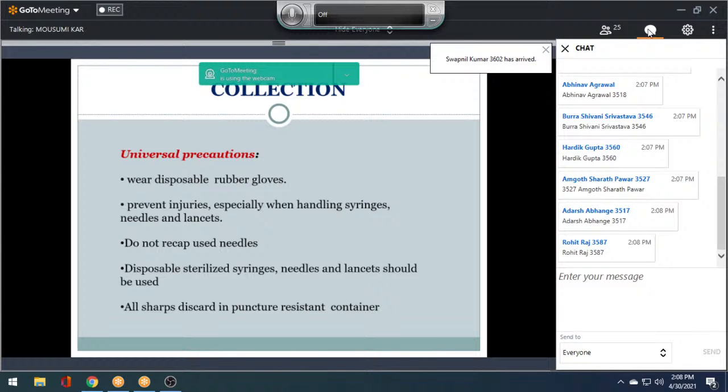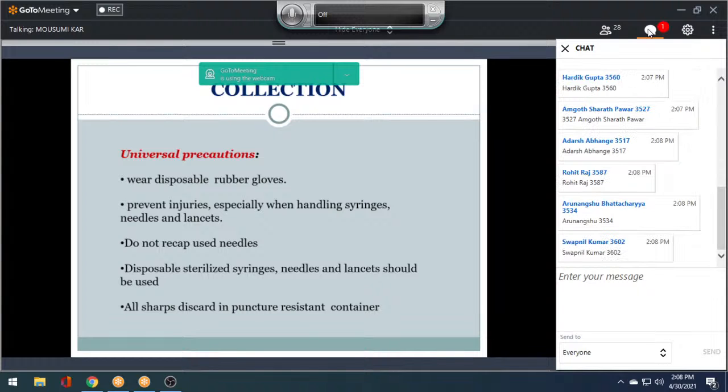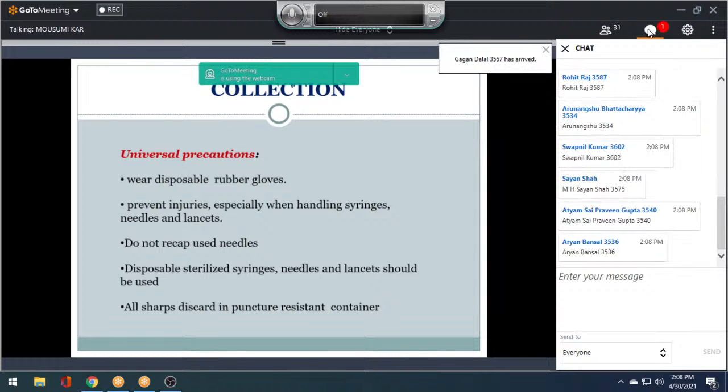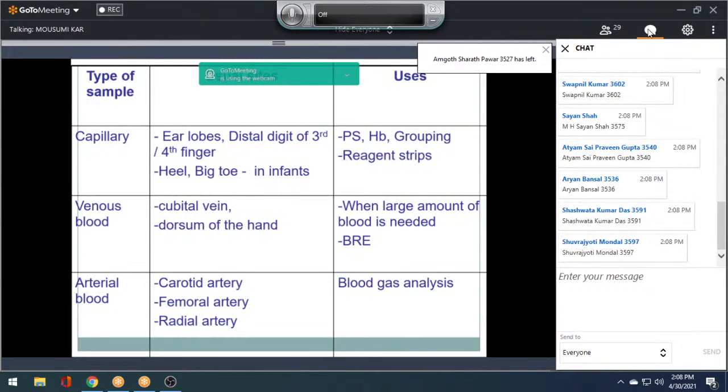Okay, just to start off with the universal precautions, you have to assume that every patient is infected, especially now with COVID. We all are taking a lot of precautions. So just to remember, we have to wear disposable gloves, prevent injuries, especially while handling sharps, and discard all sharps in puncture-resistant containers. Do not recap the used needles. Disposable syringes are used, and do not reuse any of the instruments.